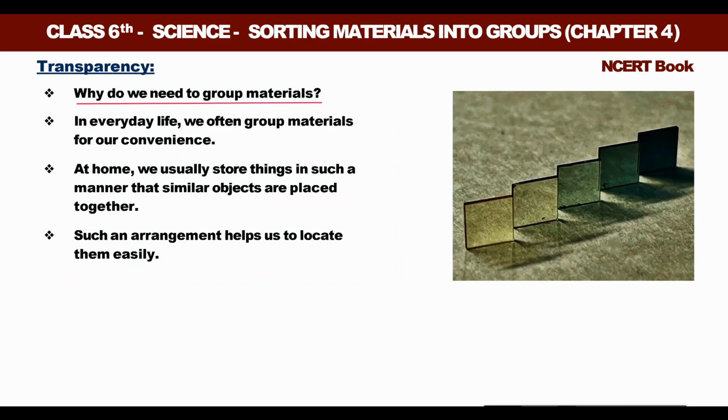Why do we need to group materials? हम लोग क्यों करते हैं? In everyday life, we often group materials for our convenience. हम लोग किस लिए करते हैं grouping? अपने convenience के लिए। At home, we usually store things in such a manner that similar objects are placed together, जिससे हमारे को उसको identify कर सके, locate कर सके। Such an arrangement helps us to locate them easily.